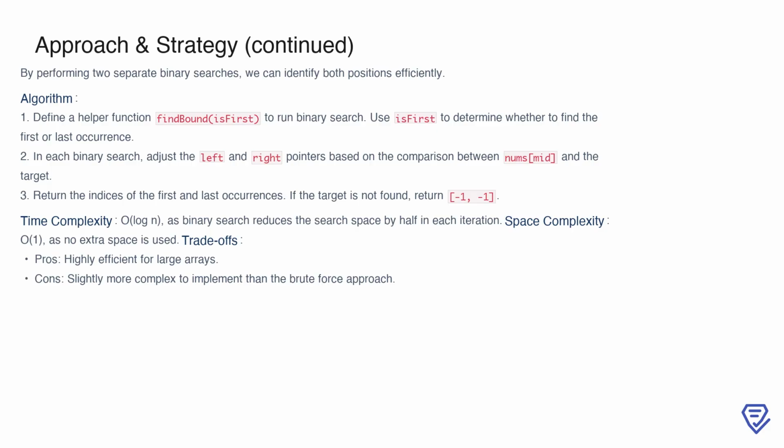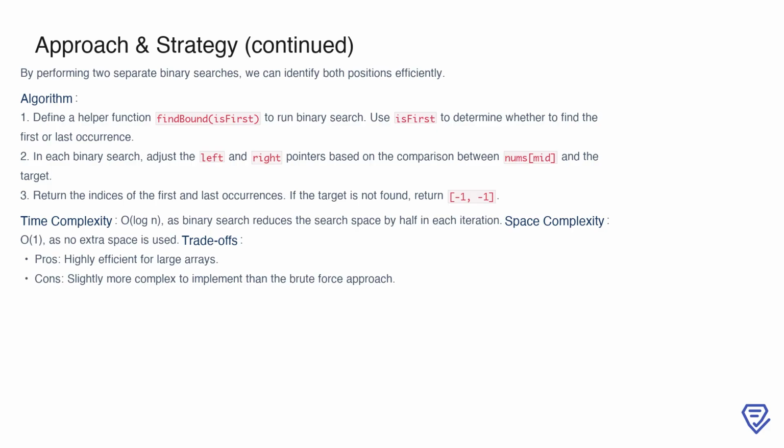With the binary search approach, we perform two distinct searches, one for the first occurrence of the target and one for the last. To implement this, we define a helper function, findBound, which takes a Boolean parameter isFirst to determine whether we're searching for the first or last position.